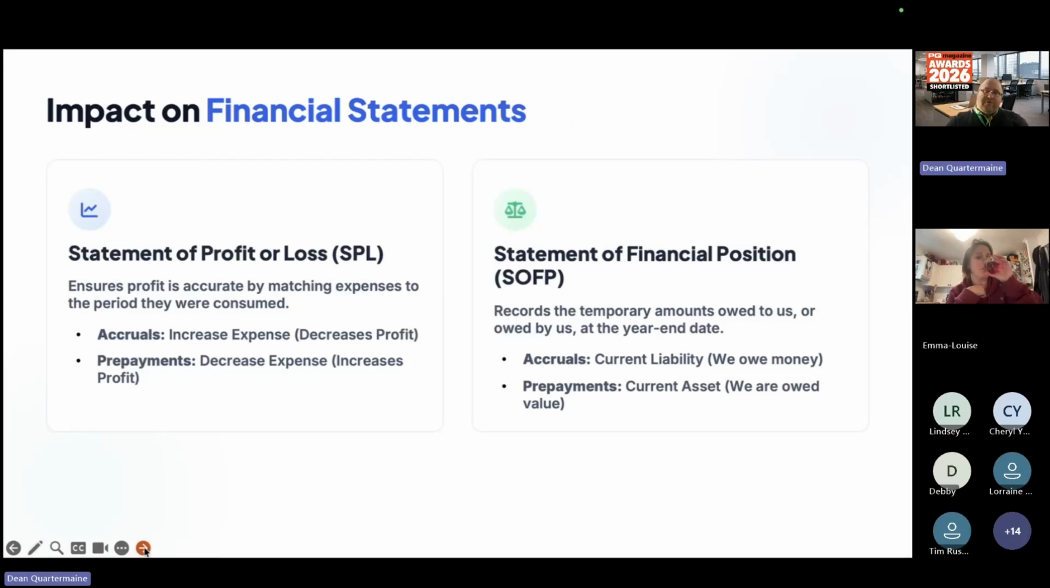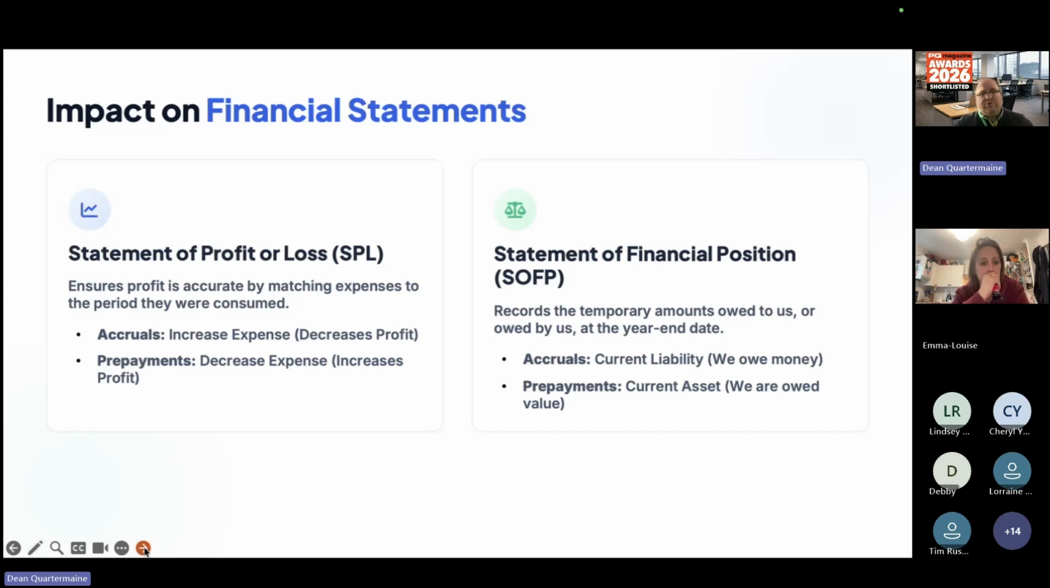So, impact of accruals and prepayments on financial statements. We hopefully know we've got two key financial statements: statement of financial position and statement of profit or loss. The statement of profit or loss ensures that profit is accurate by matching expenses to the period in which they were consumed, and also matching income to the period in which it was earned. So that's the true implementation of the accruals concept and the matching concept.